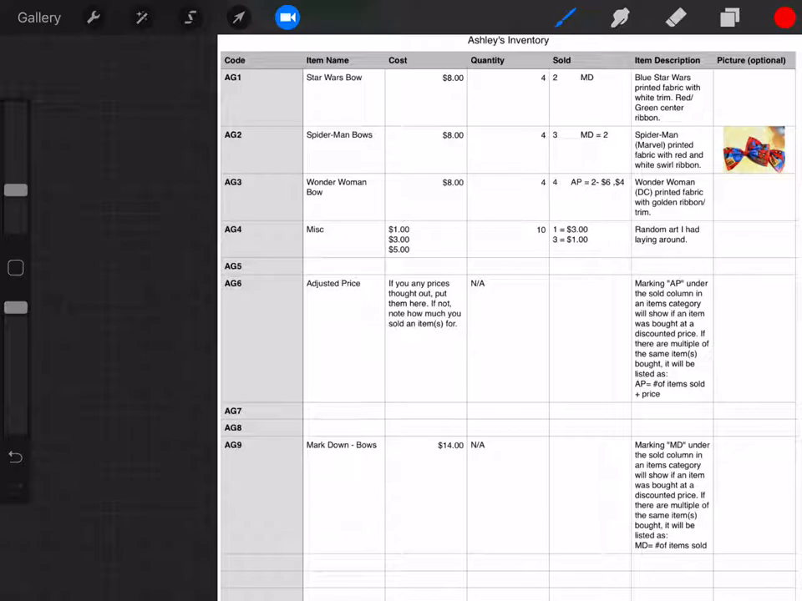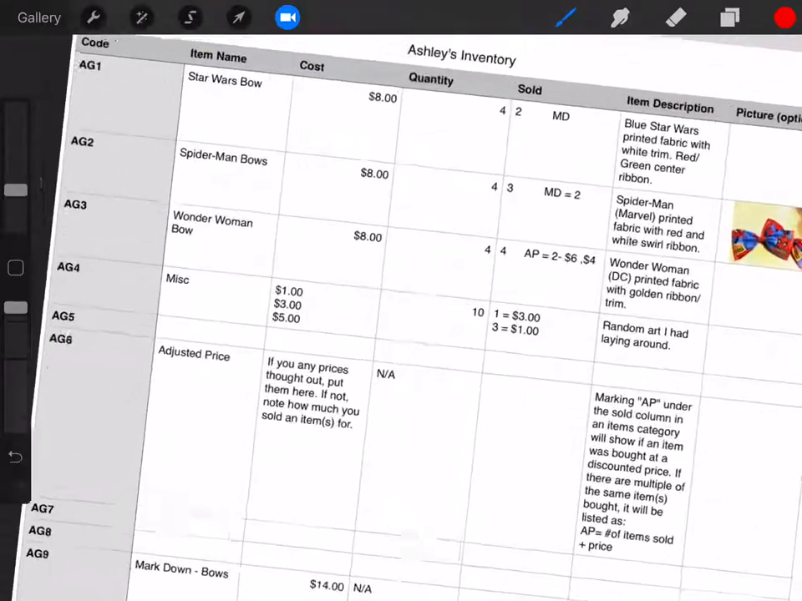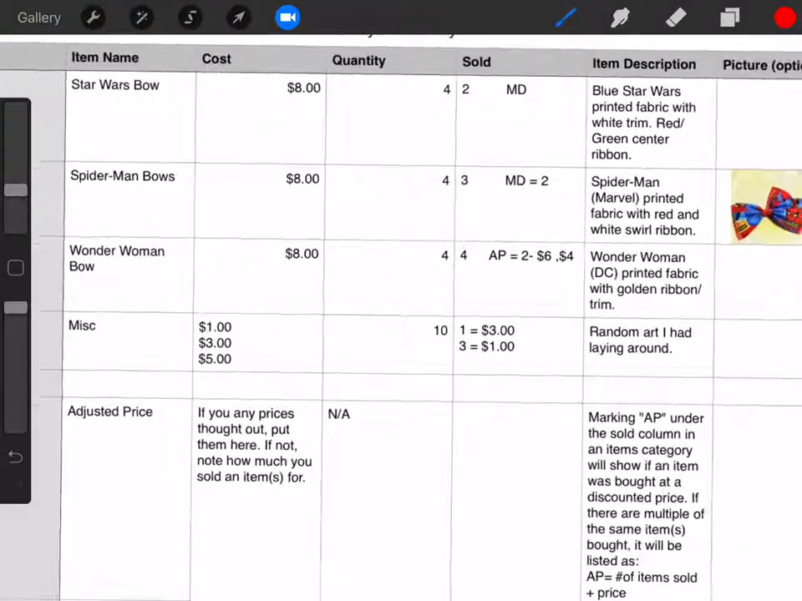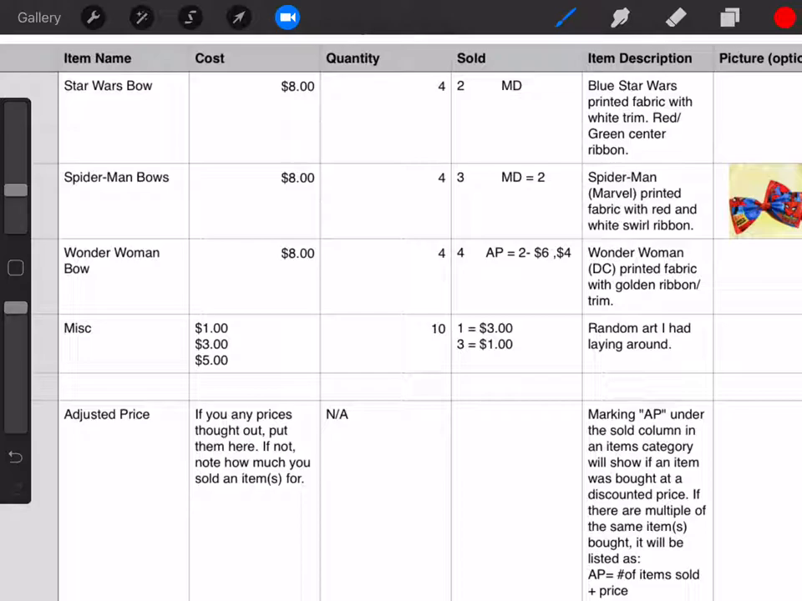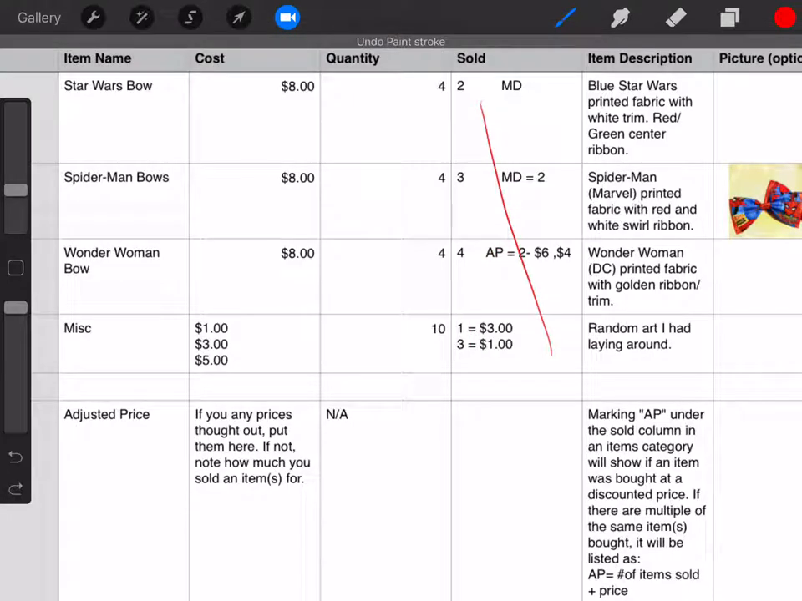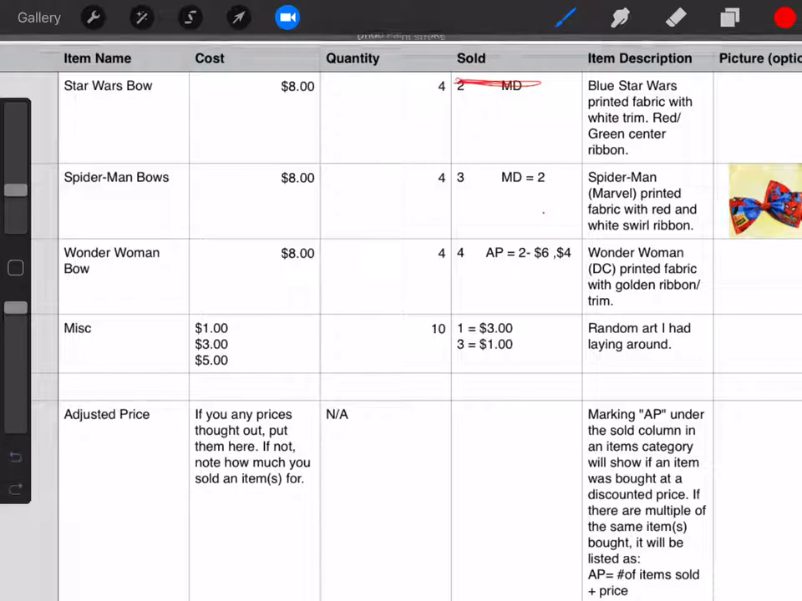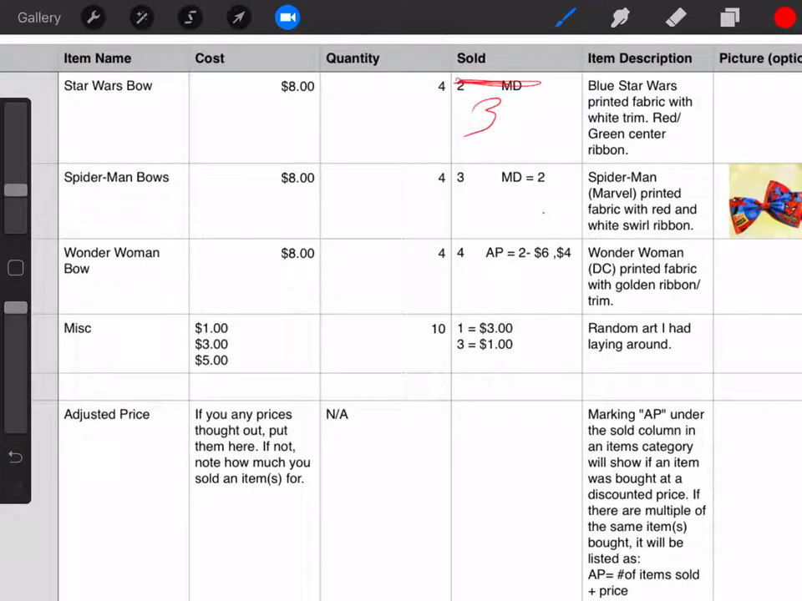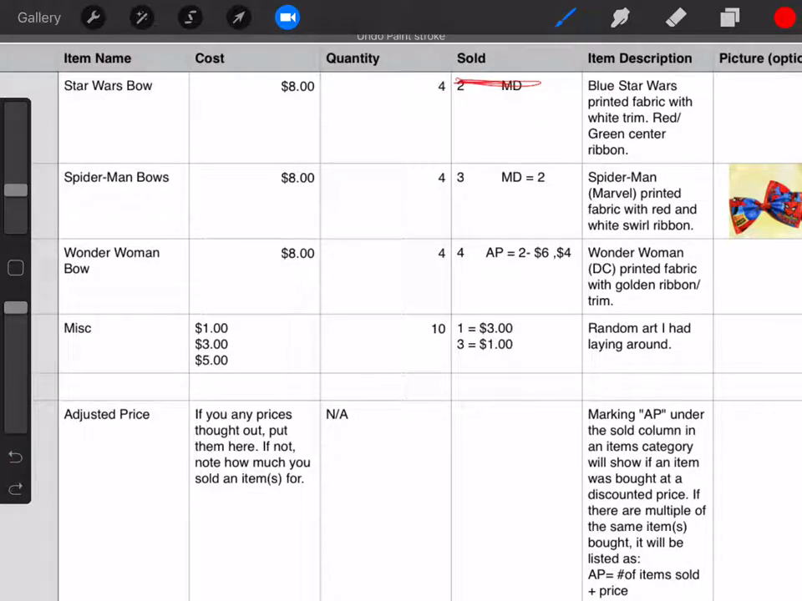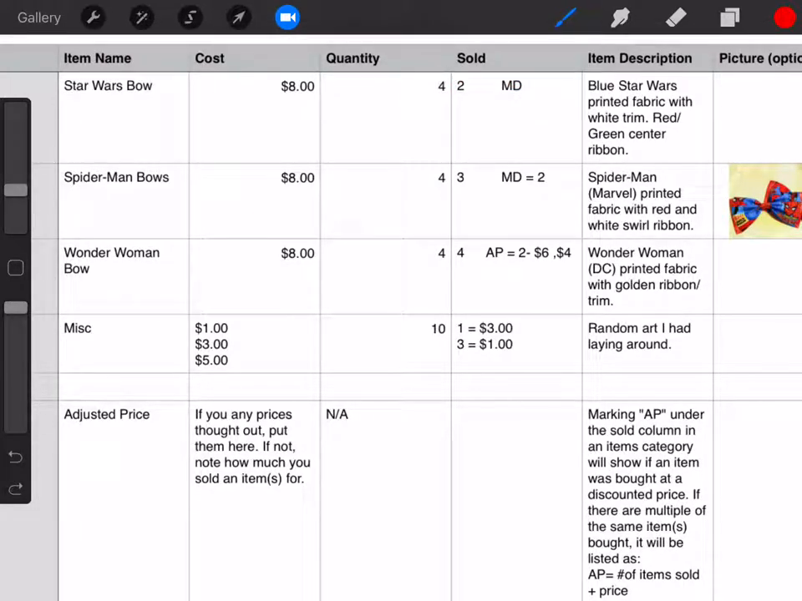Sold category. With the sold category, I would recommend keeping a pencil and eraser on you. These are filled in here because I'm doing this as an example, but usually the sold category is going to be blank. So if I sold 2 Spider-Man bows today, I'm going to write 2, and then, oh, I sold 3, so I'm going to erase that and put in 3, and so on. All right, moving along.